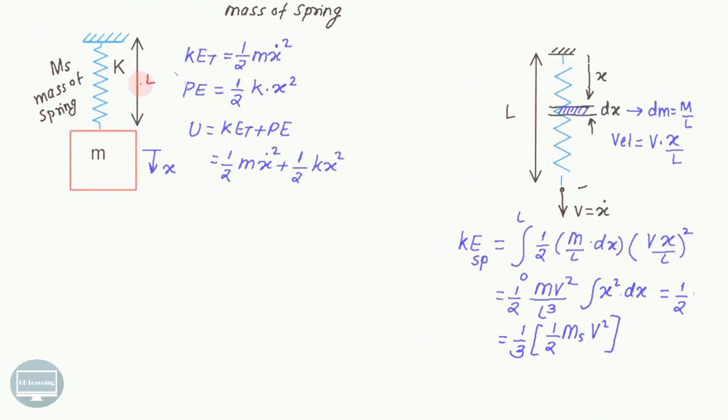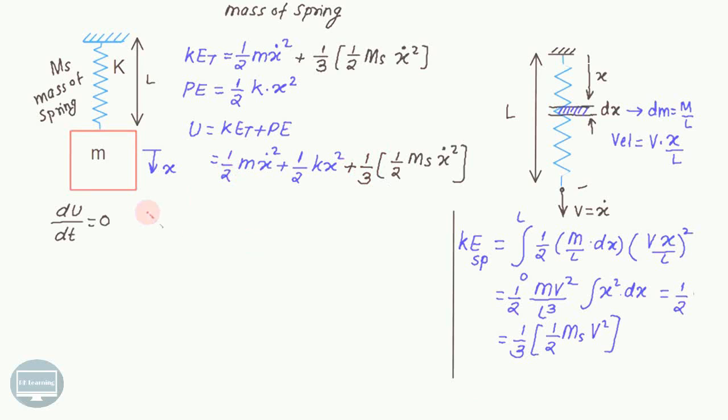We have two kinetic energies, one for the mass and one for the spring. For the mass, I have written it like this, plus the spring I have calculated right now: 1 by 3, 1 by 2, ms multiplied by x dot square. Any change in potential energy? No. But we have the additional term here, 1 by 3.